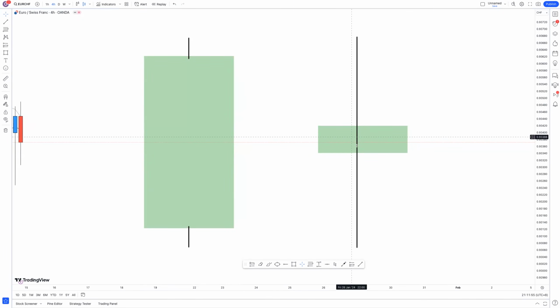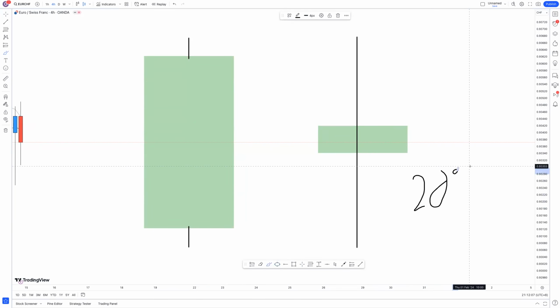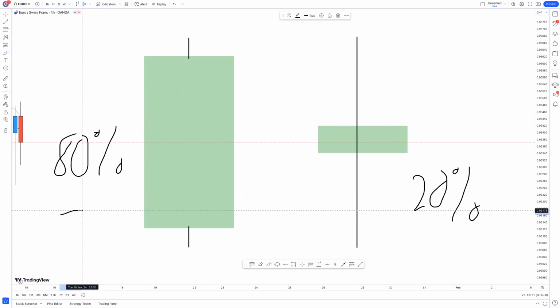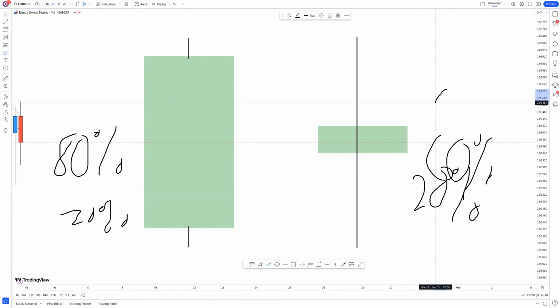Compared to candlestick B, with a small candlestick body and a very long wick, this tells us that there is less momentum and less pressure. So there is probably about 20% buyers, while over here there's 80% buyers and 20% sellers. Well, over here, there's like 80% sellers. Maybe not 80% yet. Maybe this is like 60% buyers, 40% sellers, right?